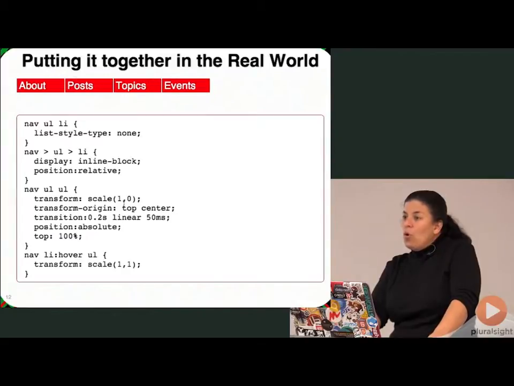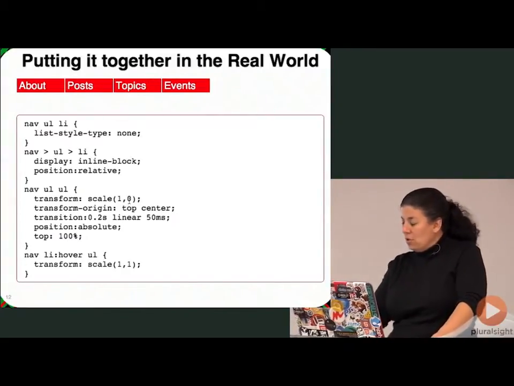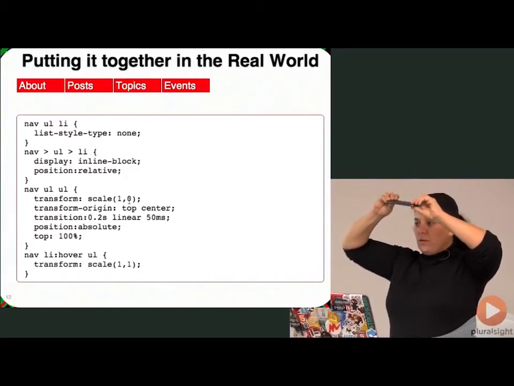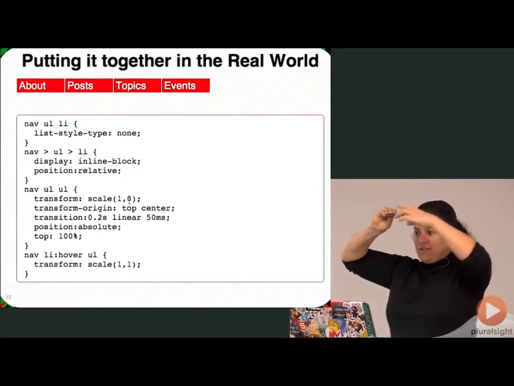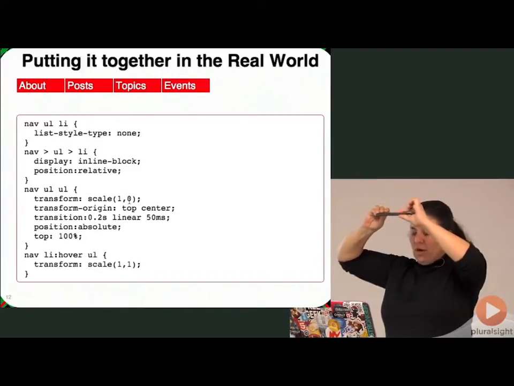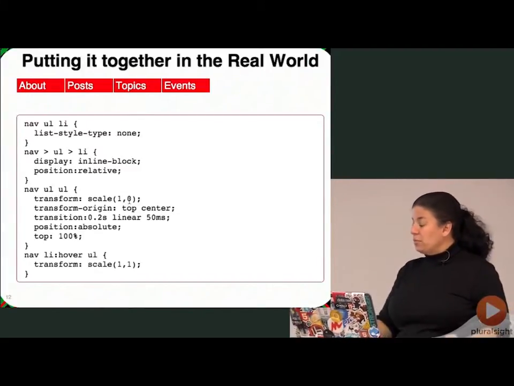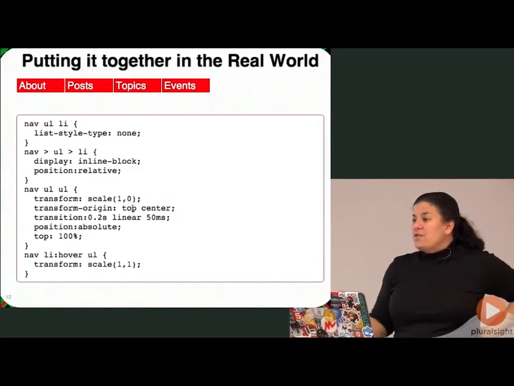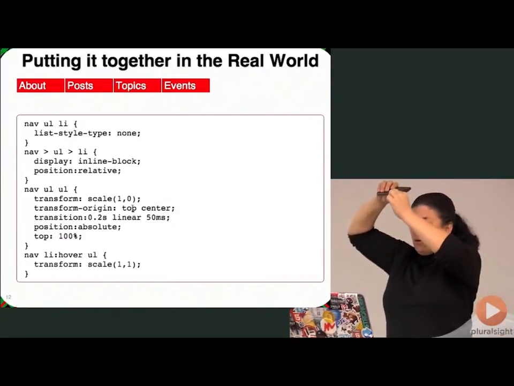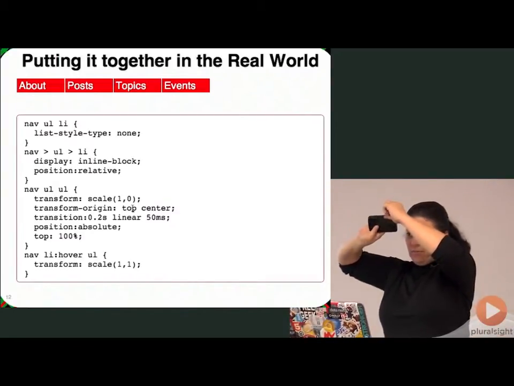Scale it, 100% is wide, 0% is tall. So I'm basically doing this to it, right? Here's my phone, I'm scaling it so it looks like this. It's 100% wide, but it's no height. So that's why it's hidden. Transform origin is the top center point. So when it's here, right, it'll transition like that.